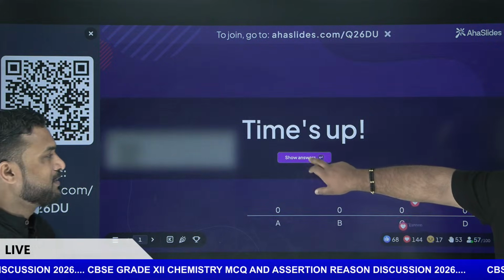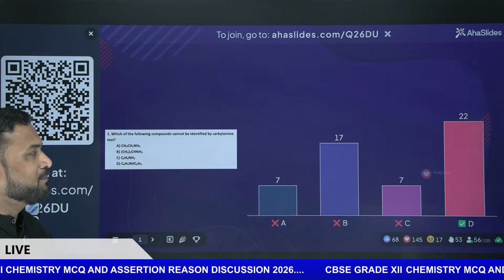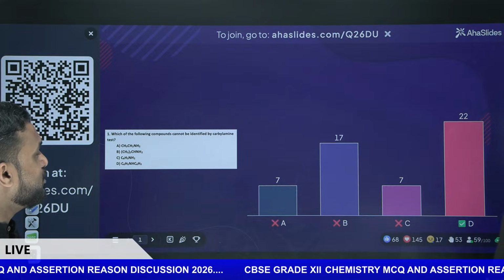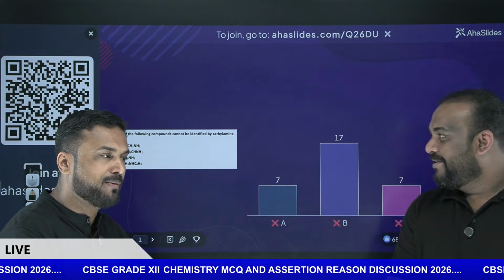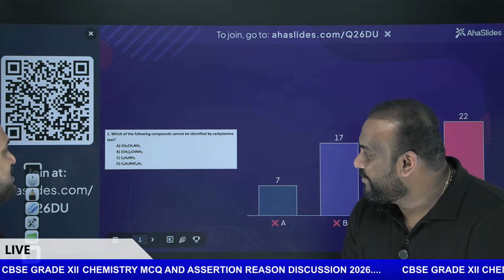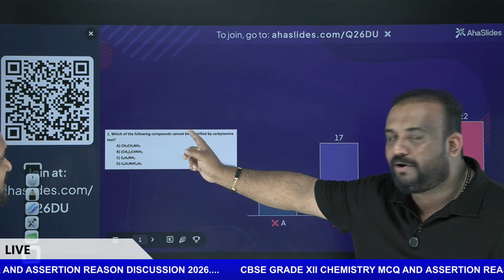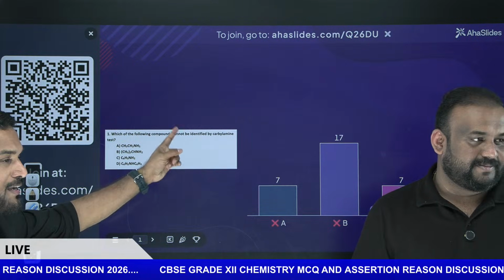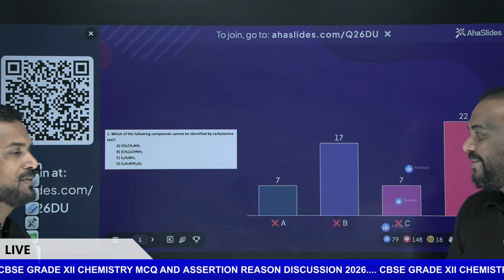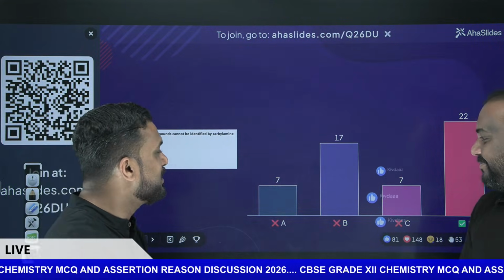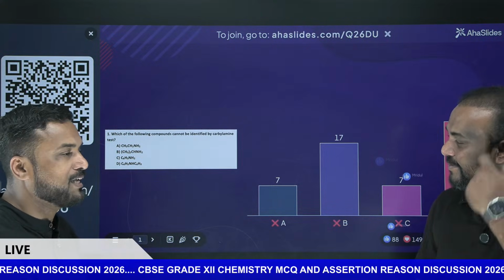Time up. Let's see how many of them have answered correctly. Majority got it. The question is: which of the following compounds cannot be identified by carbylamine test? Carbylamine means only primary amines, aromatic and aliphatic, will give the test. So the right answer is option D, the only secondary amine. The rest are all primary amines. You should read the question perfectly, the word is cannot. That's why people went wrong while reading. Shall we go to the next one?